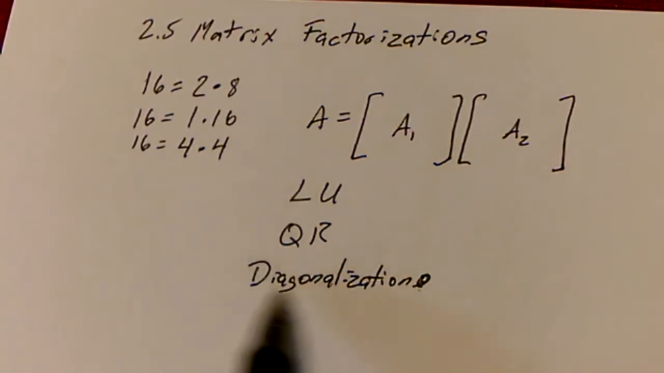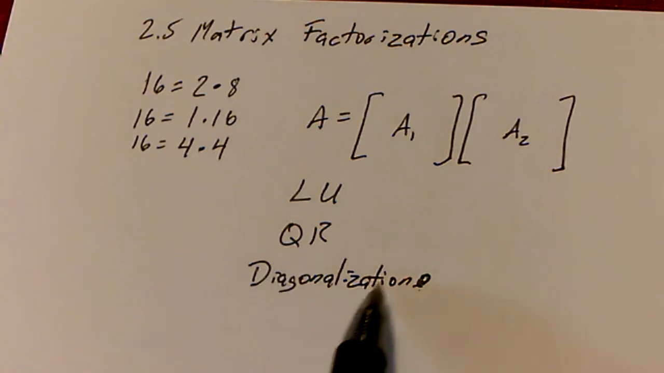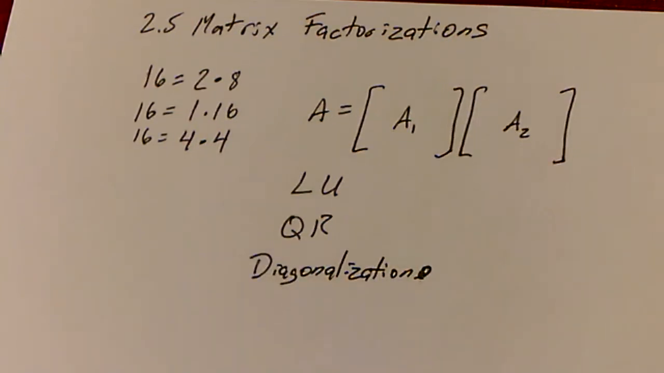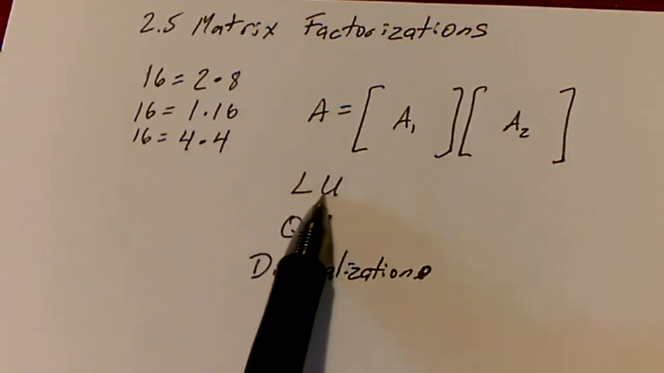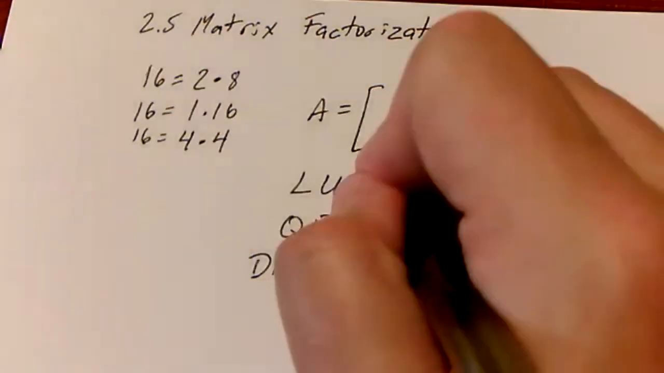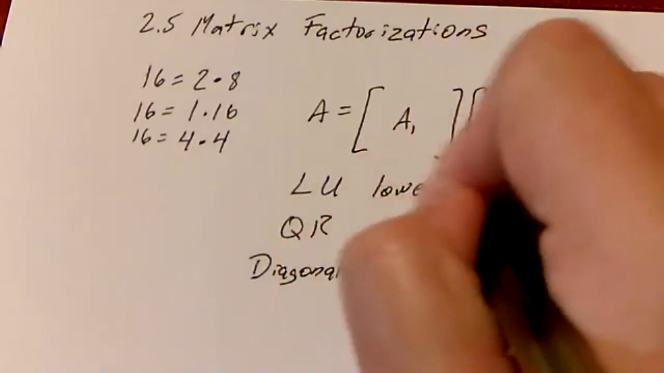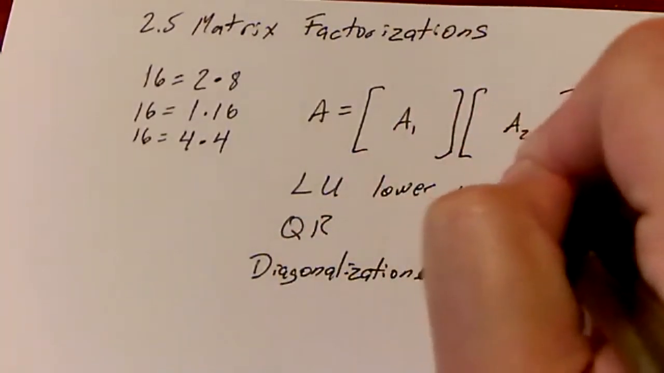I will touch a little bit on diagonalization today in this video, but diagonalization is really a much later section, in chapters 5 and 6. We talk a lot about those there. But we're going to talk about LU. L and U are chosen because they stand for lower and upper. That's why it's called LU factorization.